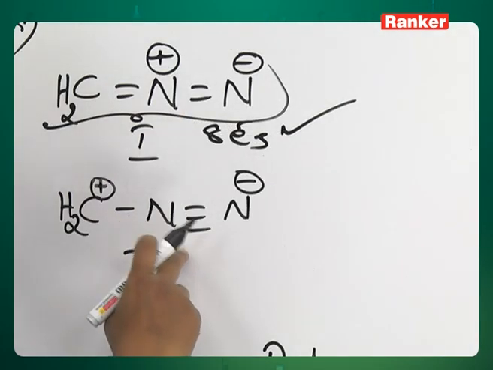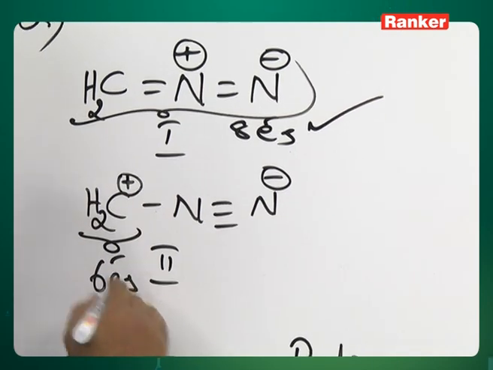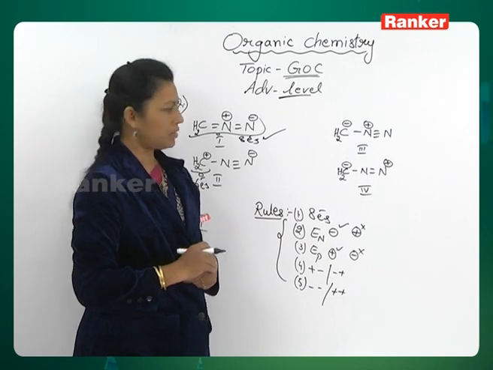Now going to the second compound. In the second compound, this carbon has only 6 electrons. That means it is not satisfying the first rule, so we can take it as a less stable compound.